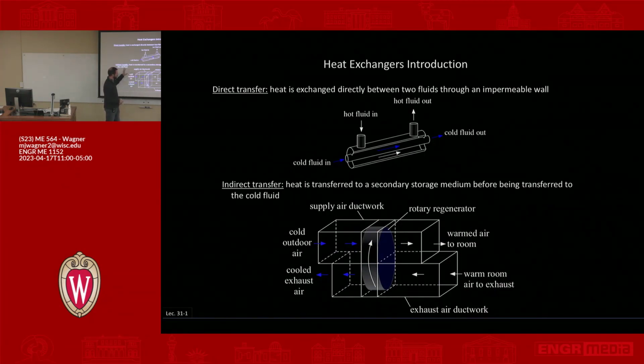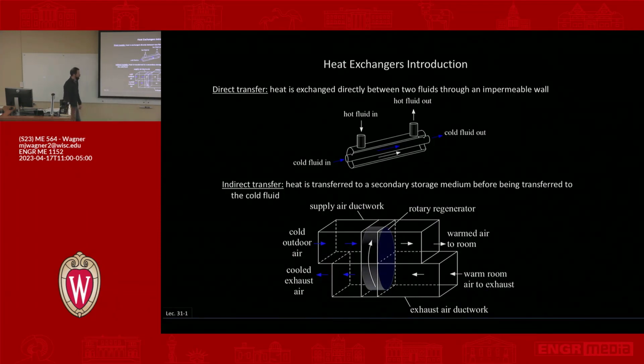So you don't actually have any direct contact between the outgoing and the incoming, but you have this big, say, wheel of media, and that wheel rotates. So it goes through the exit stream, gets warm, and it rotates back into the inlet stream, and it gets cold, and so you get this kind of heat transfer that happens. So this is usually called a regenerator.